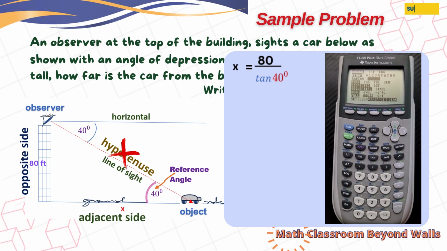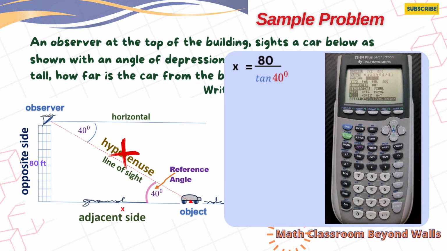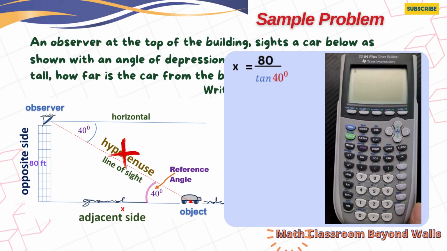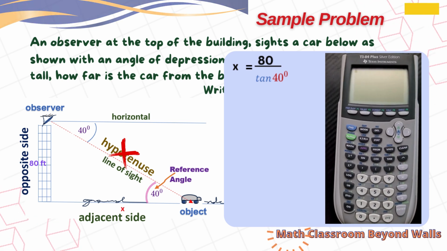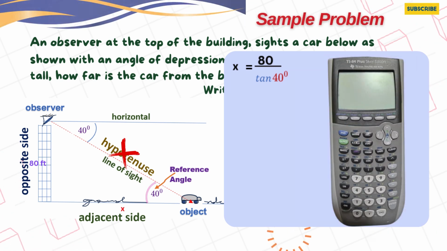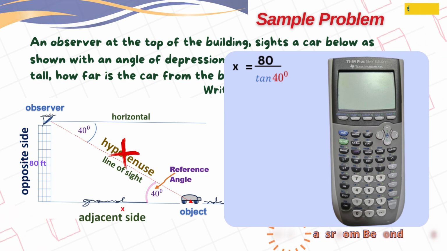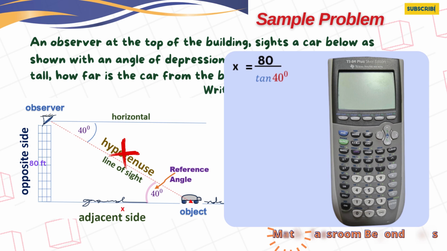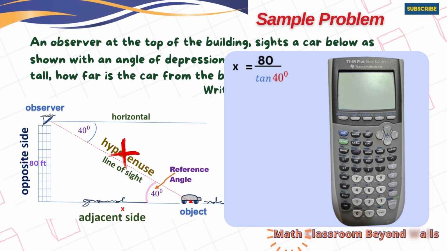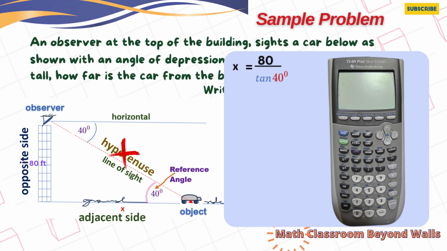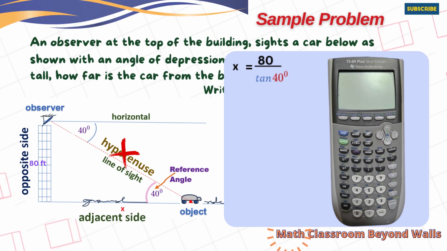With this on the screen, hit enter. Then clear the screen by hitting clear. The calculator is now ready for use. Again, the equation that we want to solve is x is equal to 80 over tangent 40. We now type what we see on the right side of the equation into our calculator, remembering that the bar is a division sign. We do not have to input degree, for the calculator is on degree mode already.